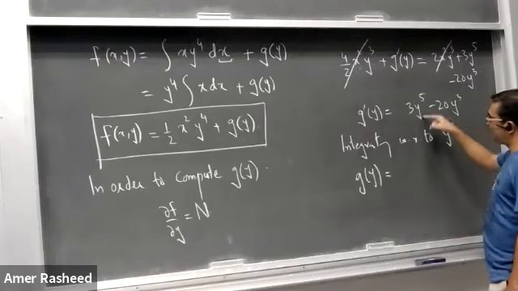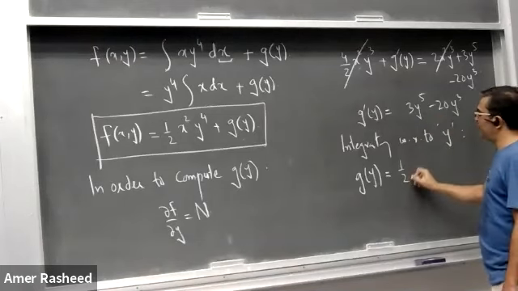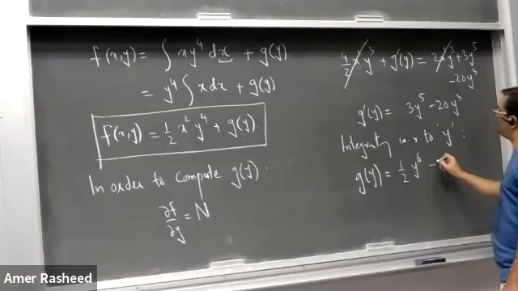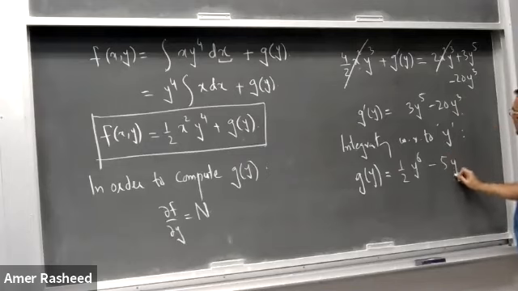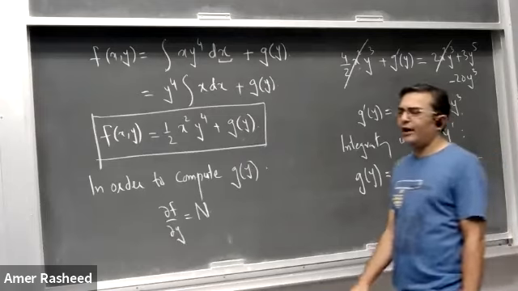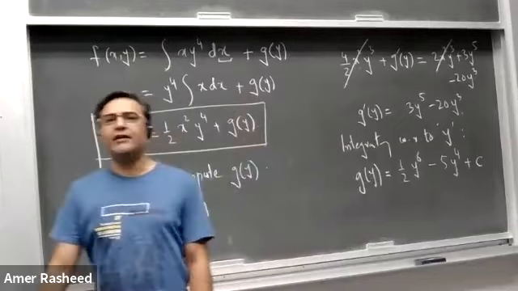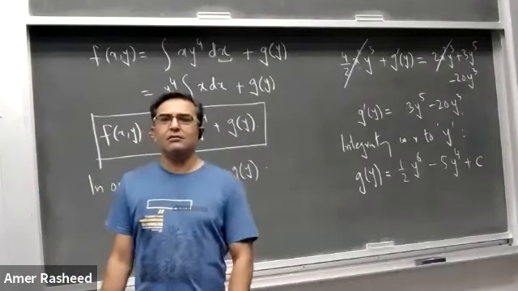3 by 6 over 6, so it is 1 by 2 y^6, minus 20 y^4 over 4, and 4 fives are 20, it's y^4, plus a constant of integration. If you write this constant, it's okay. If you don't write, then it is again okay.